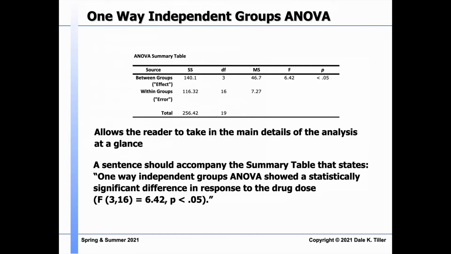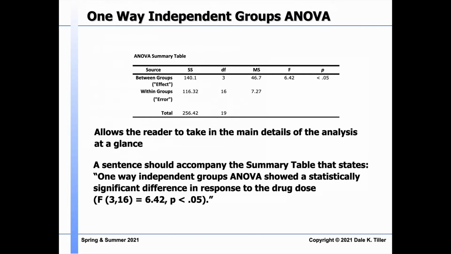A sentence should accompany the summary table that states, one-way independent groups ANOVA showed a statistically significant difference in response to the drug dose, and then in parentheses describes the F statistic calculation details, including the degrees of freedom, the value of F, and the probability level.